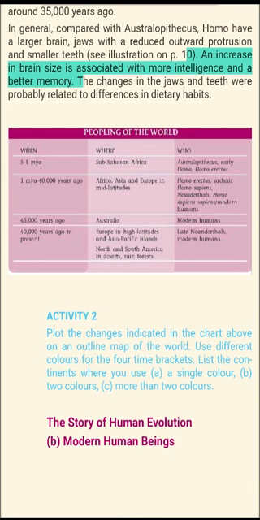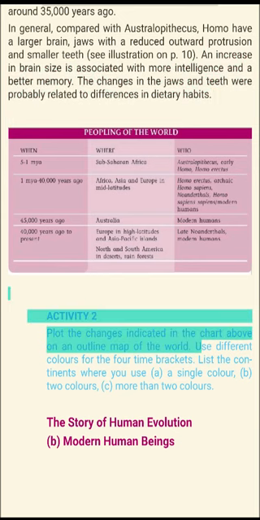In general, compared with Australopithecus, Homo have a larger brain, jaws with a reduced outward protrusion and smaller teeth, see illustration on p. 10. An increase in brain size is associated with more memory. The changes in the jaw related to differences in dietary habits.